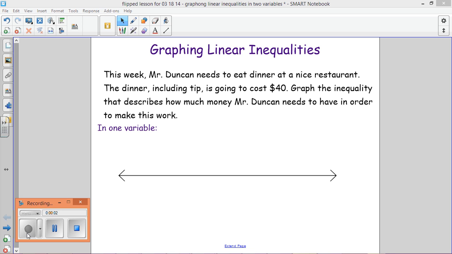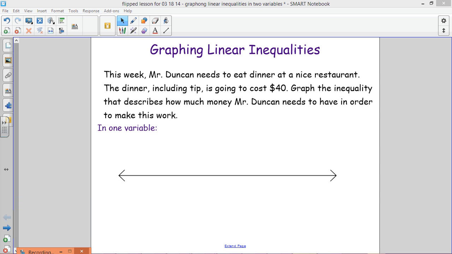Hey everybody, we are going to be working with another exciting lesson on inequalities. I know you thought they were going away for good, but nothing in math ever goes away for good.